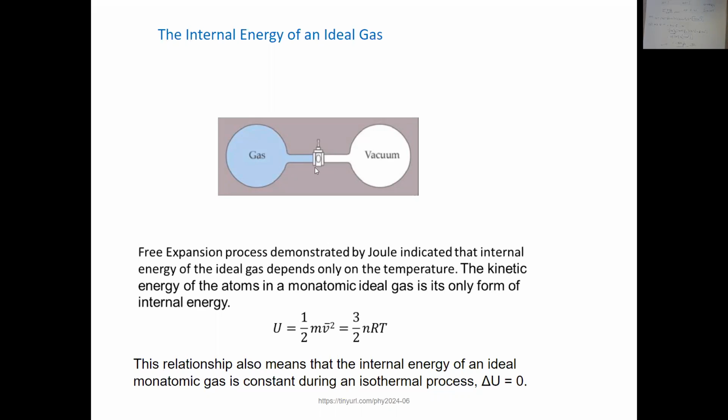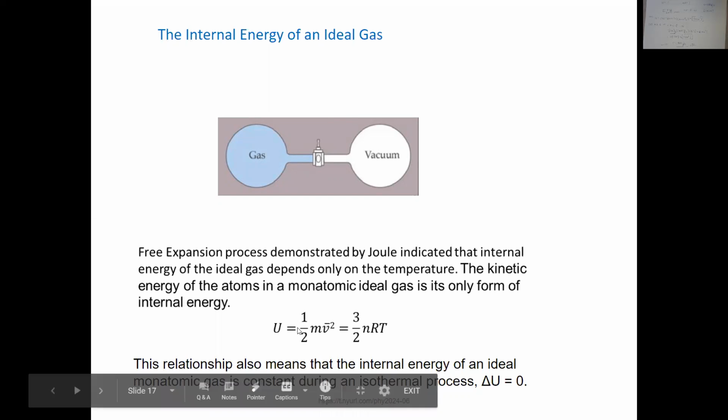Then the internal energy of the gas system still remains the same because there's no heat added into the system. Okay, so U here is going to be still the same. Delta U is still equal to 0 in this case. Okay.